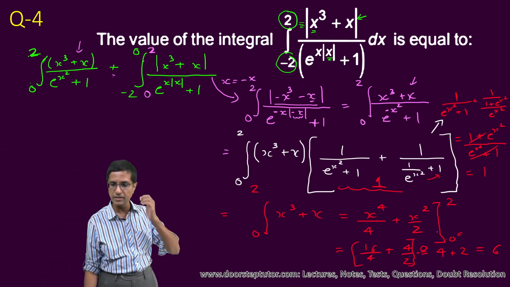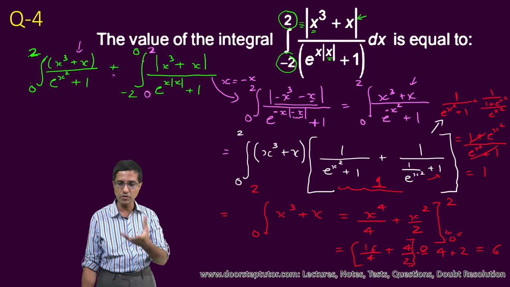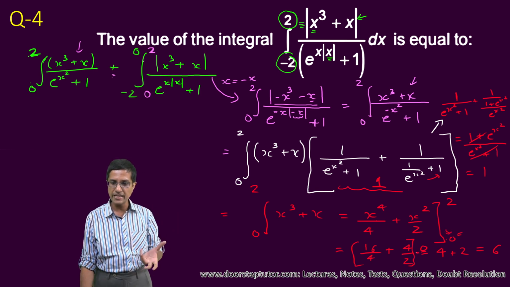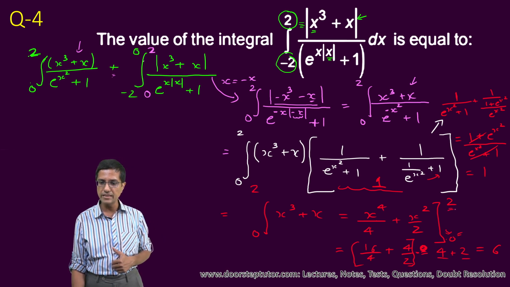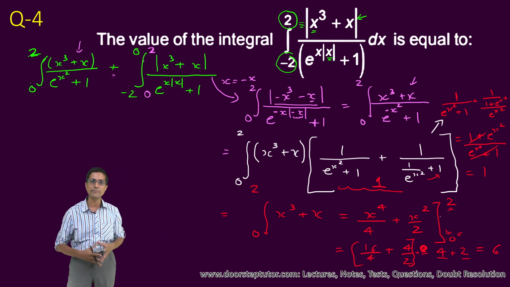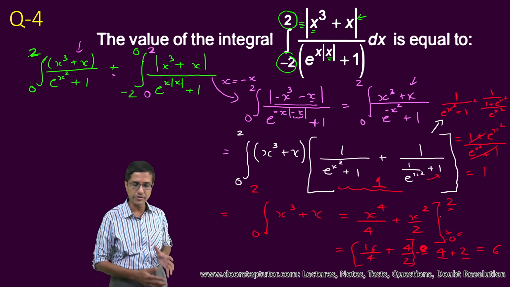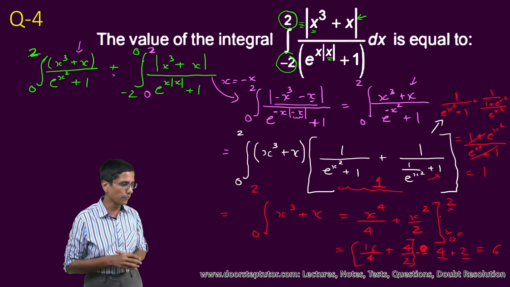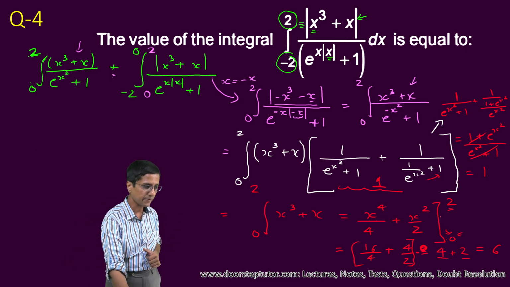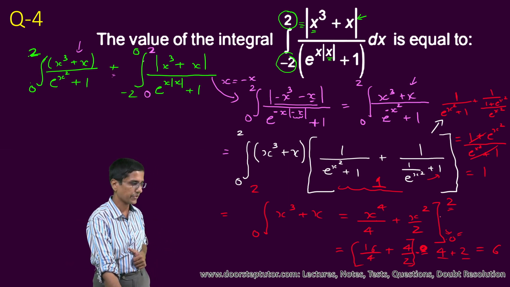So for the negative limit, the lower limit of the integration, after the negative sign, I will have just 0, and I only have to worry about the positive limit, the limit 2. So that is 4 plus 2, and the final answer is 6. So hopefully this question is clear. Now let's move on to the next question.